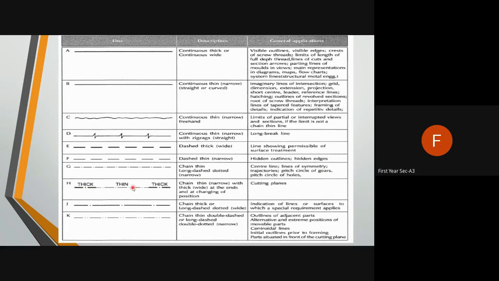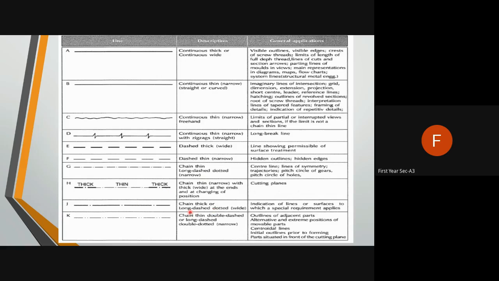Then see, thick, thin, thick. These are lines to show the cutting plane. Cutting plane means if you want to cut any object into two parts, then for that you have to use such a line to show that this object is to be cut in two parts, or in a specific area, say from 30 degree or 40 degree there is a cut. To show that, you need to draw such a line.